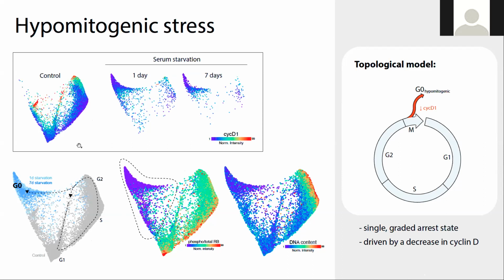Now, according to our map, serum-starved cells diverge from control cells in G2 and undergo mitosis directly into this arrested state. And unlike the spontaneously arrested cells that we observe in control cells, this hypomitogenic arrest state does not appear to be driven by an increase in P21, but instead we see that progression further into this arrest state is driven by an increase in the related CDK inhibitor P27. So in summary, hypomitogenic arrest seems to be a single graded arrest state that is driven by insufficient cyclin D expression during G2 and is then stabilized by an increase in P27.